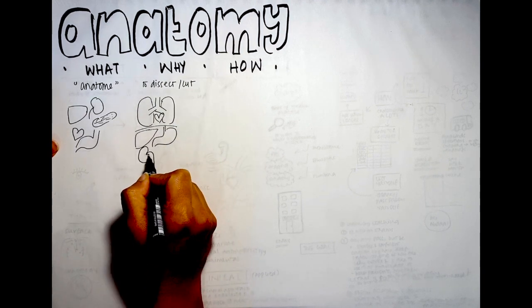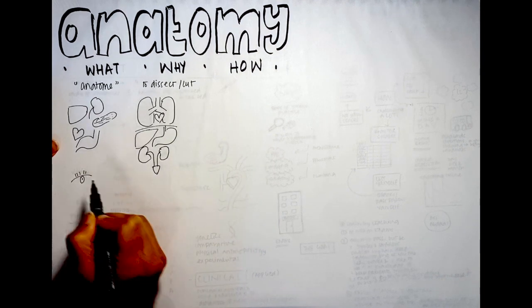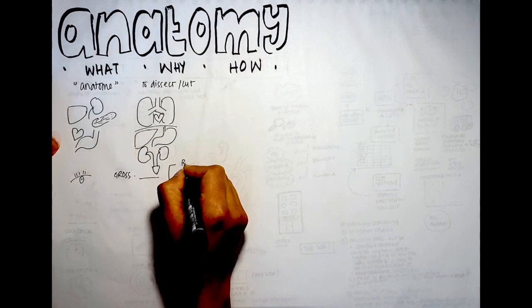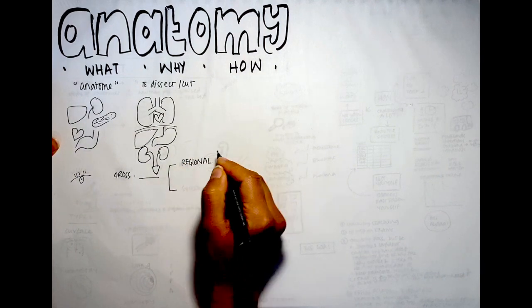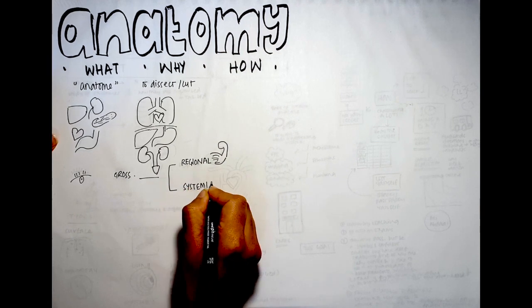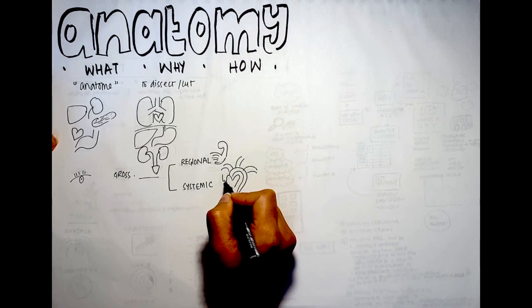There's what we can see with the naked eye, also known as gross anatomy. We can study it regionally, which is part by part studying and appreciating what's inside one area, and systemically, which is studying all the structures that are connected to perform a singular function.